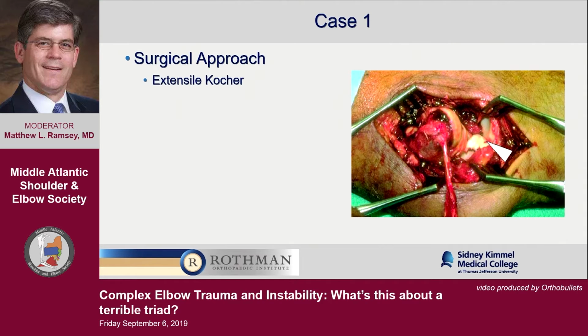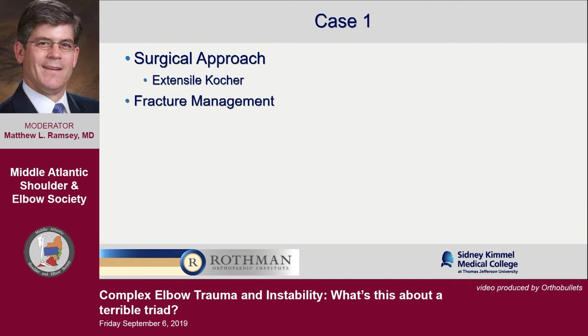Okay, so extensile Kocher, this is often what you see. This is out of a JBJS article, but once you get through the fascial interval, Kocher's interval, you just get into this huge soft tissue defect. It's what they call the bald epicondyle. You can assess your fracture through this.